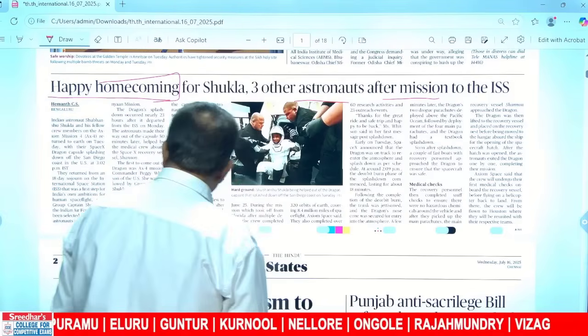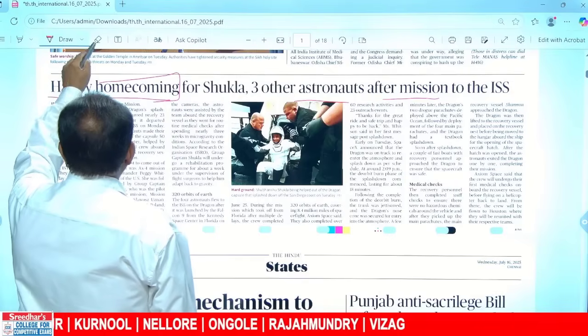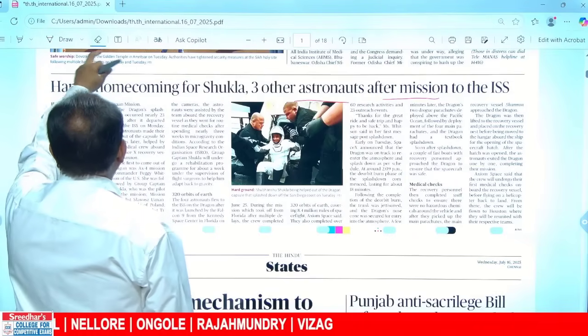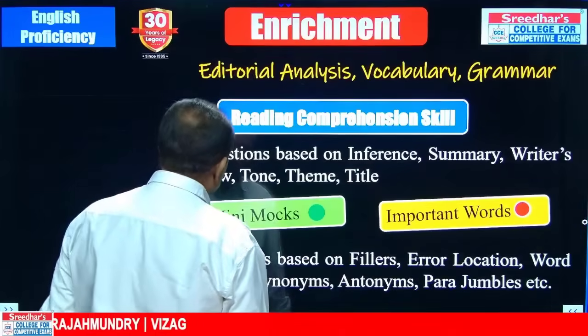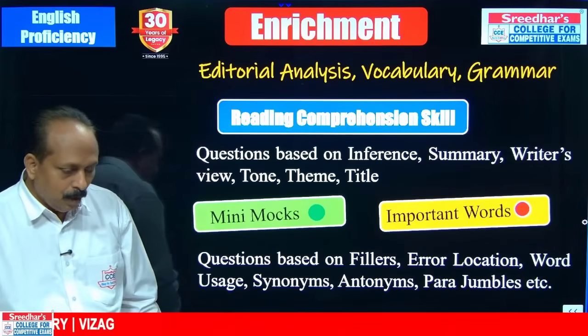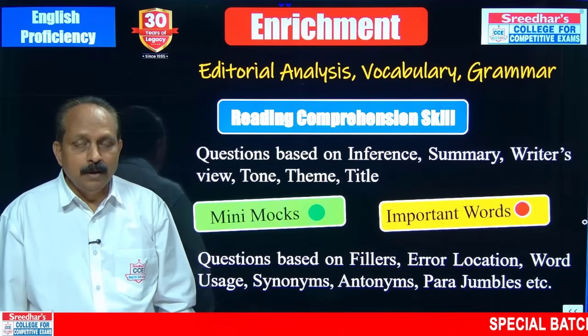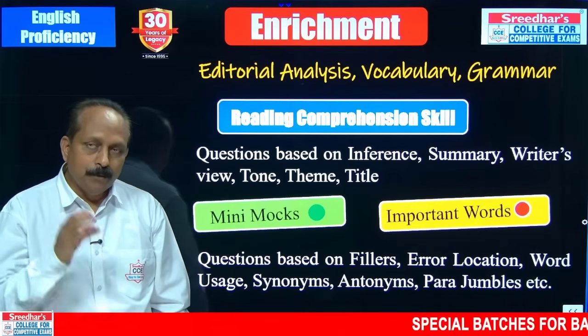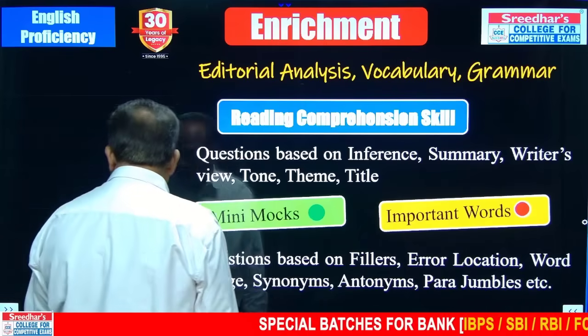That's all from today's front page of the Hindu paper. Let us go to today's editorial. It has taken almost 24 minutes, only the front page. Today's editorial, these are the benefits. A few important words are there and not that difficult to understand.